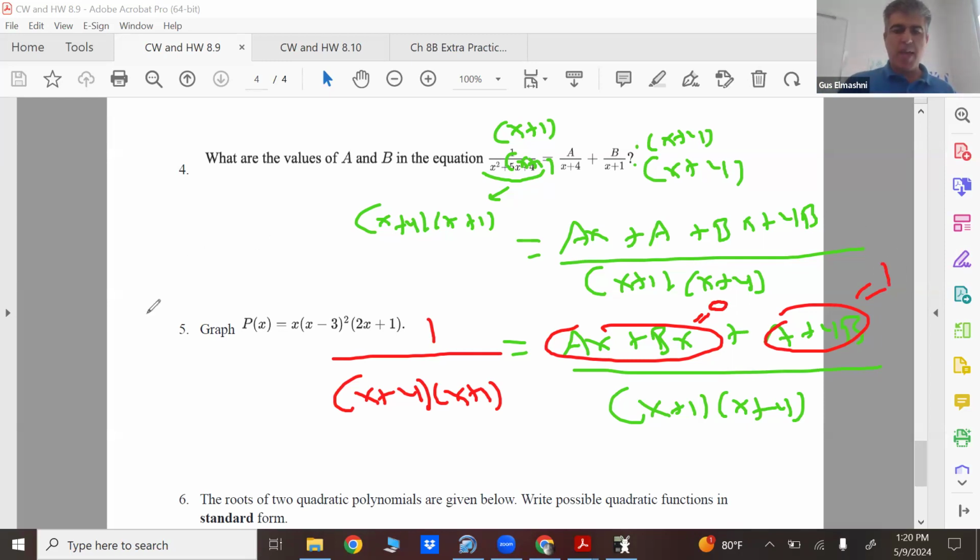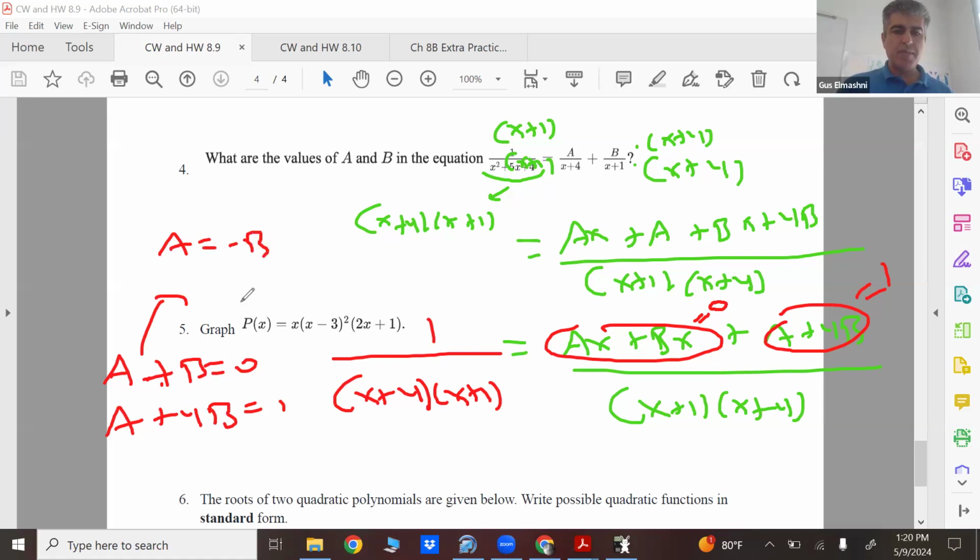So what this tells me is that a plus b has to equal 0. If you factor out the x, a plus b has to equal 0, and a plus 4b has to equal 1. If you do substitution, a equals negative b.